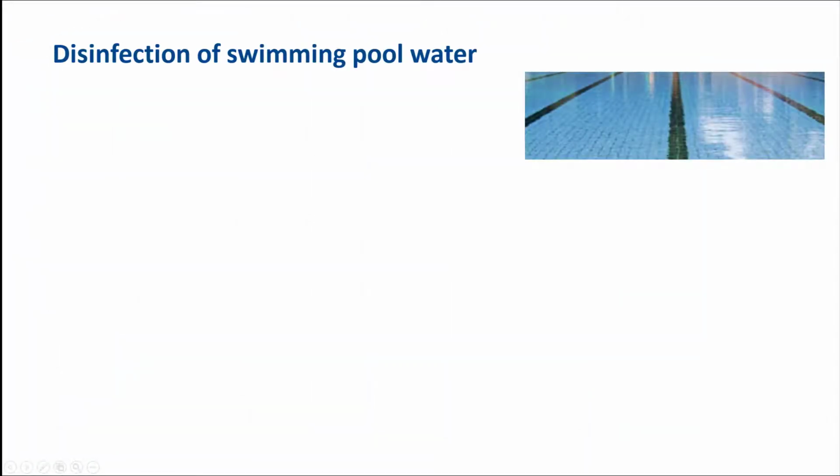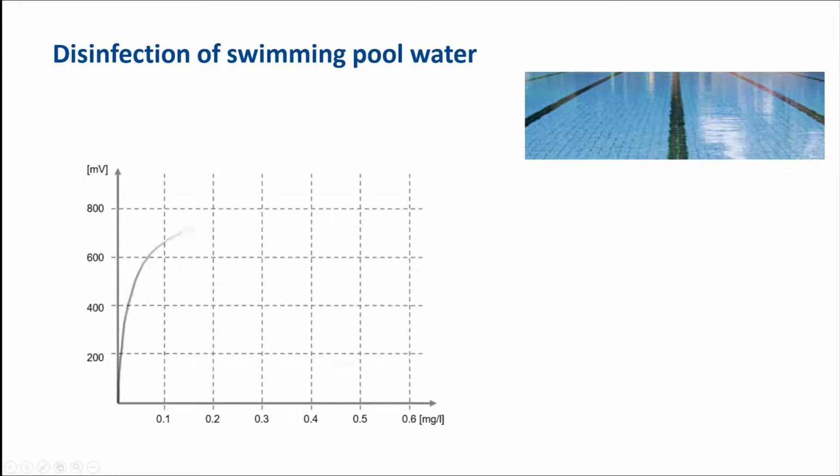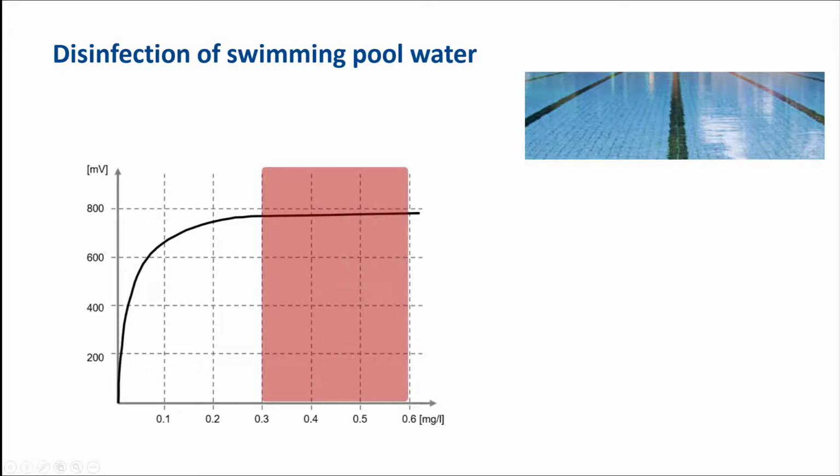For the disinfection of swimming pool water, chlorine is added. The free chlorine increases the redox voltage of the water. It has an oxidizing effect. The graph shows the redox voltage as a function of the chlorine concentration. Germs are only viable in media with relatively low redox voltage. A too high voltage disturbs their metabolism and they die. For successful disinfection, a chlorine concentration of 0.3 to 0.6 mg per liter is set in the swimming pool water.